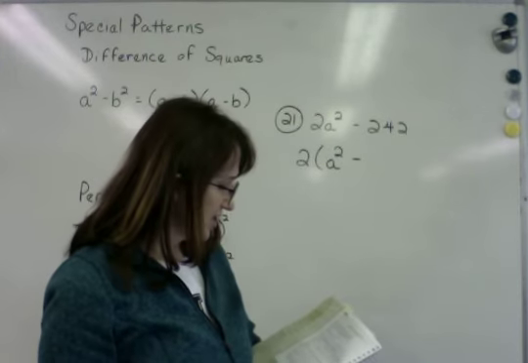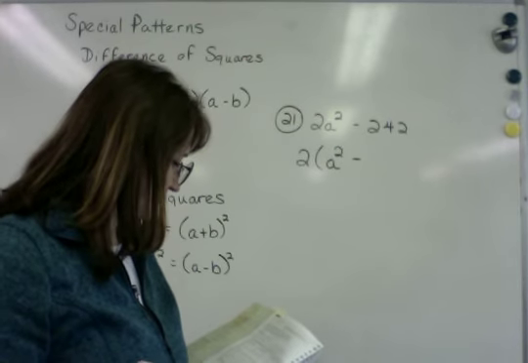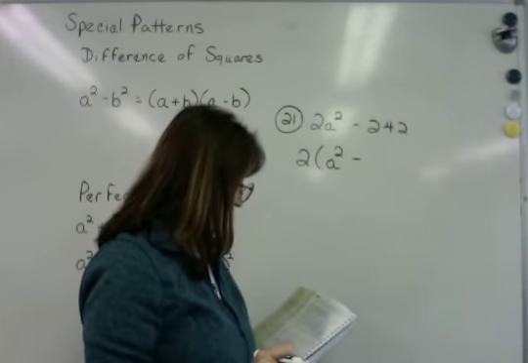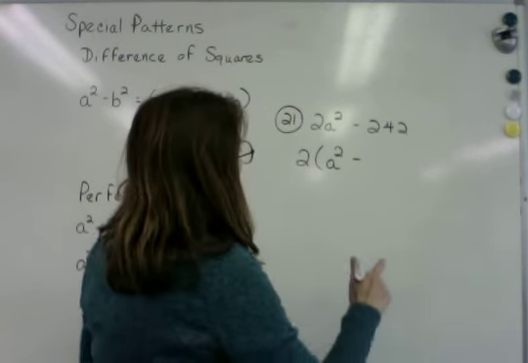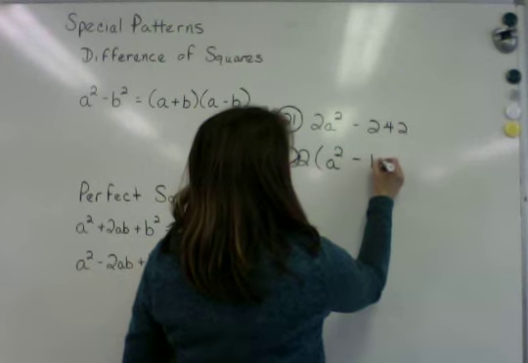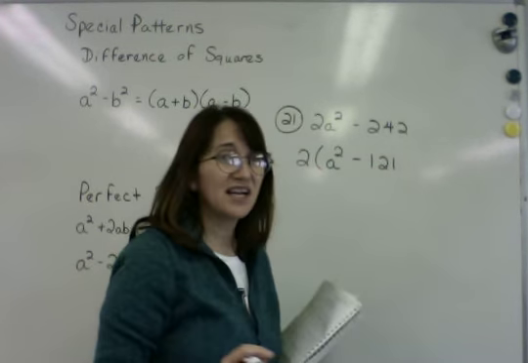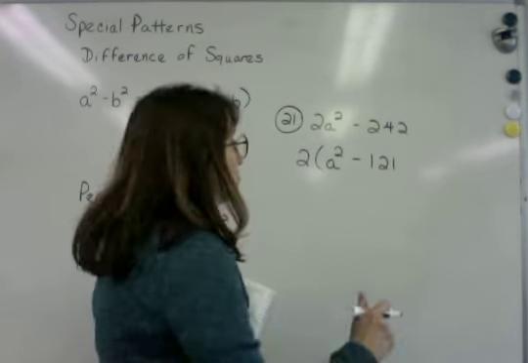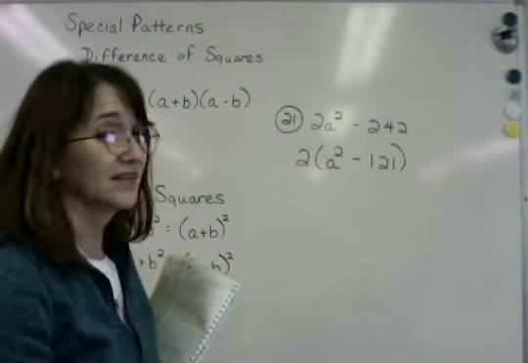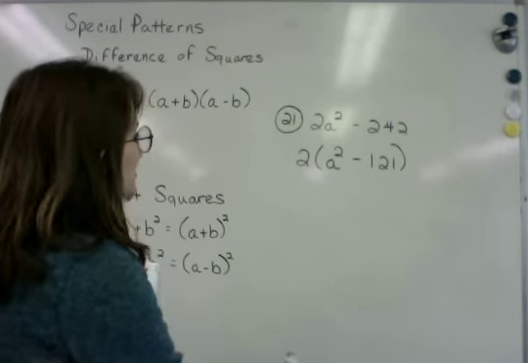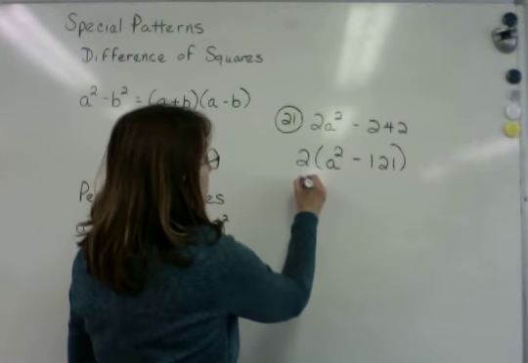I'm going to divide 242 by 2. And what do I get? 242 divided by 2 would be 121, which hopefully is saying, ooh, I think that's one of my perfect squares that I memorized when I was in the 6th grade. Hopefully, right? So I've factored out the 2.